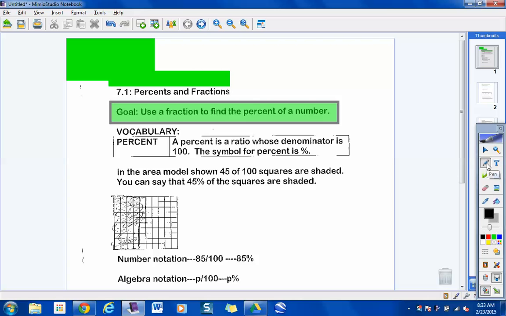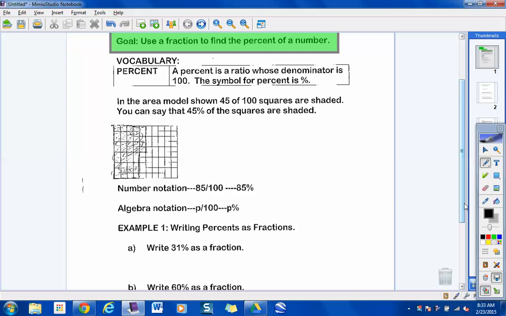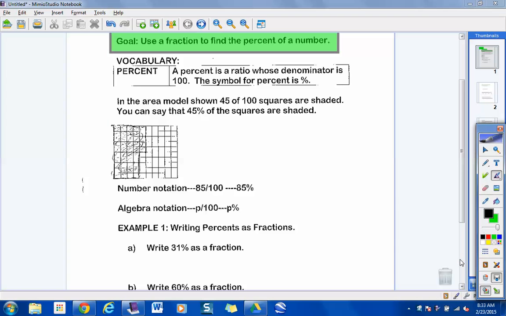Okay, so the first example down below talks about something here. It says in the area model shown below, 45 of 100 squares are shaded. So in this right here, how many of these small squares are there? 100 of them. And right now, it's kind of hard to see up here, so I'll kind of shade this in. But you guys can see this part that I've shaded in right here, right?